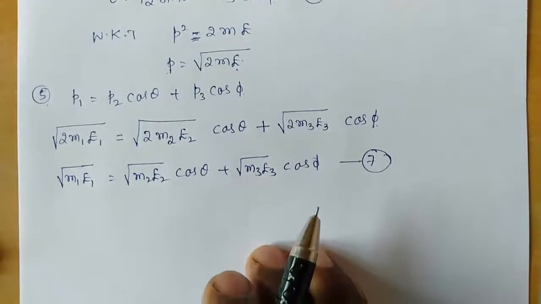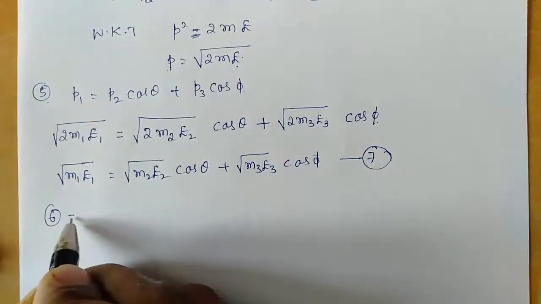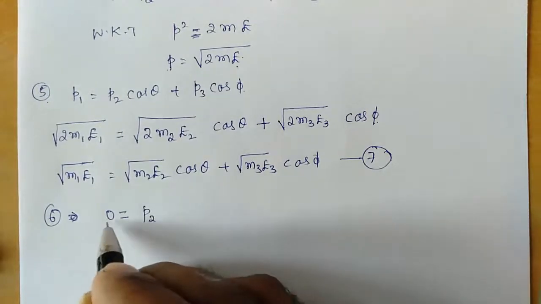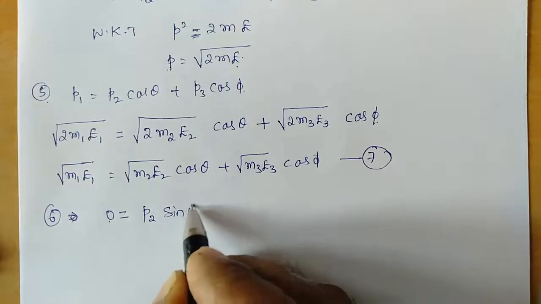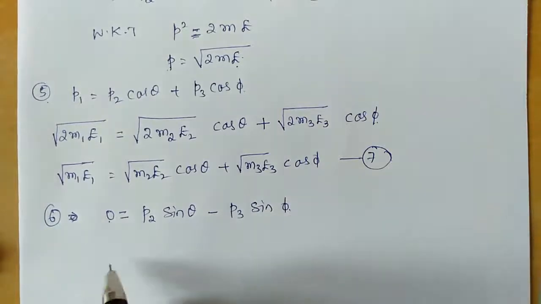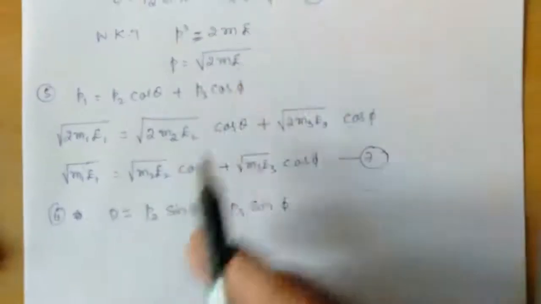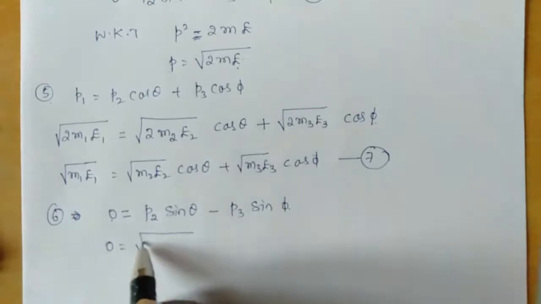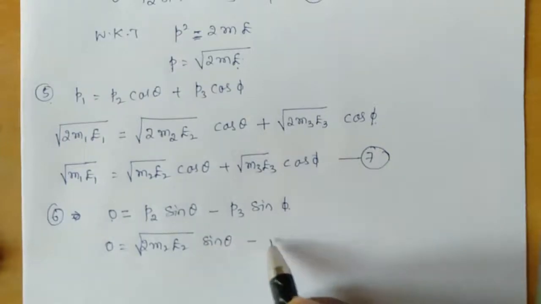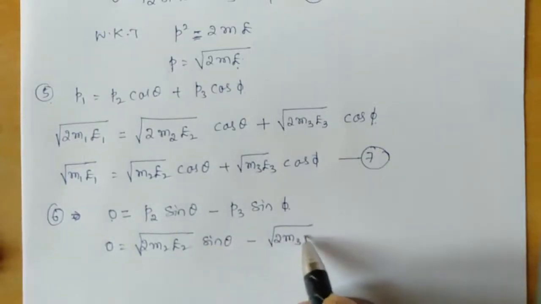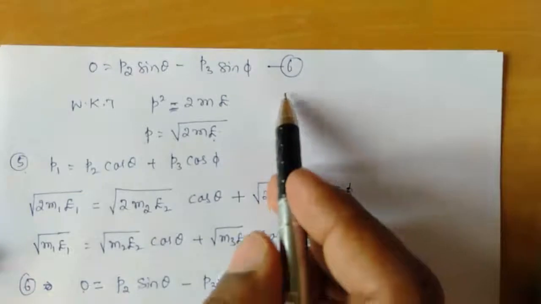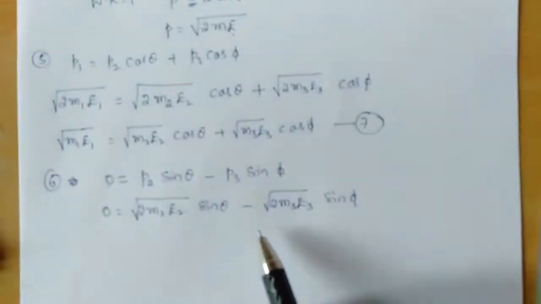Now let us recall equation number 6. The linear momentum along the y-axis is 0 for the projectile, but for the ejectile we have P sin theta, and for the residual nucleus we have P sin phi. If I apply P equal to the square root of 2mE on this, we have 0 equal to the square root of 2 m2 E2 times sin theta, minus the square root of 2 m3 E3 times sin phi. This is the conversion of equation number 6 from momentum to energy.